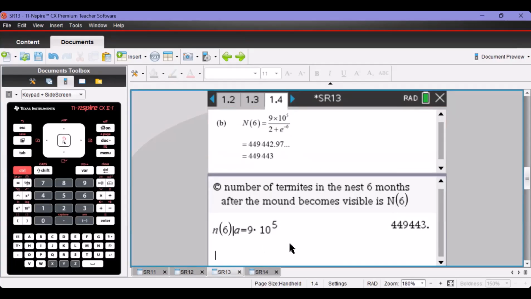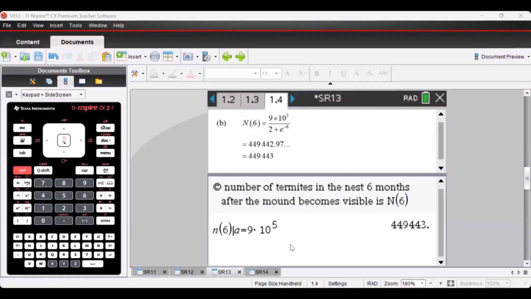In part B, what we're required to find is the number of termites in the nest 6 months after the mound has become visible. Mathematically, we need to find n of 6. At the top of the page is my working. I've substituted for A into the numerator of n of t, and I've also substituted t equals 6 into the function. So n of 6 is equal to 9 times 10 to the power of 5 divided by 2 plus e to the power of negative 6.